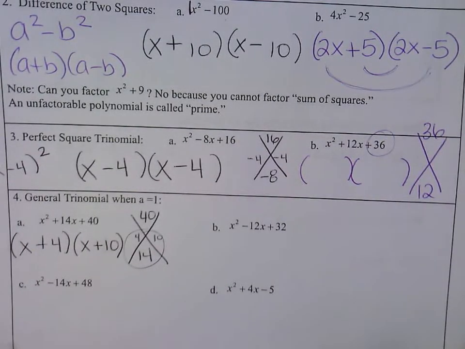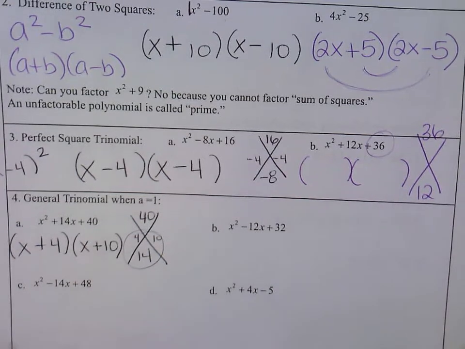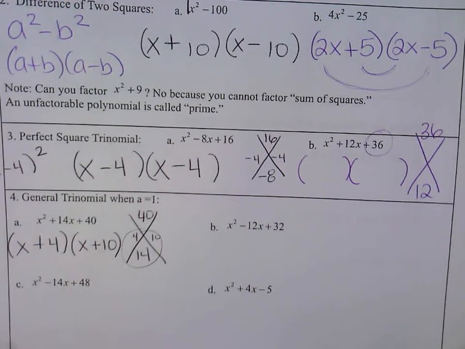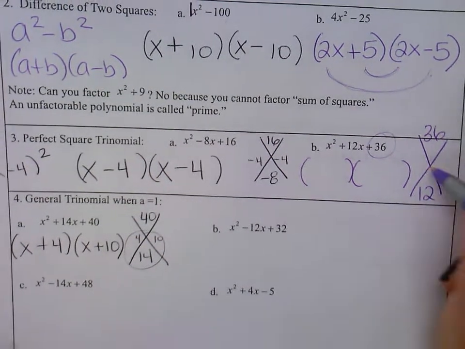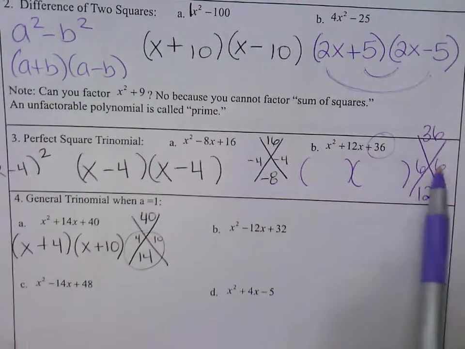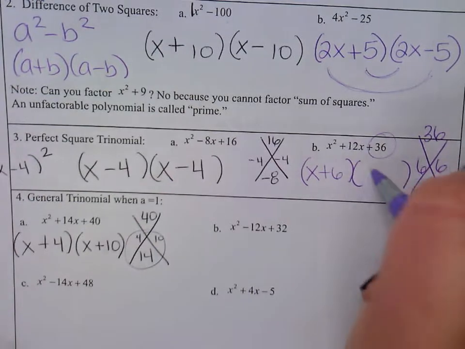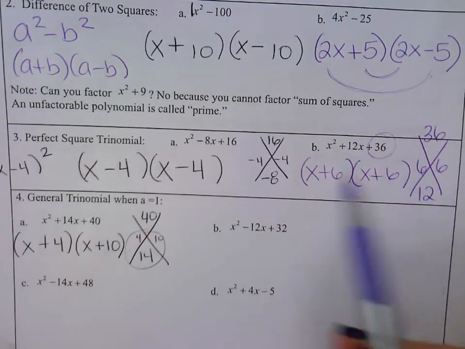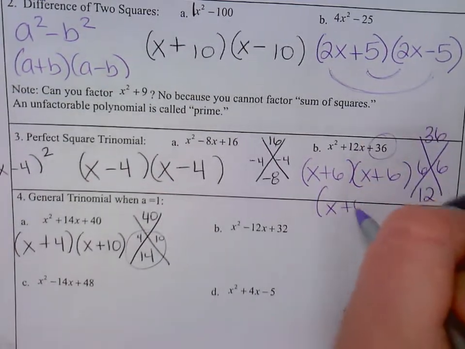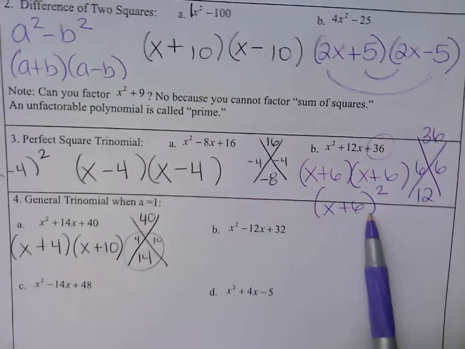So what are the factors of 36? So 1 and 36. 6 and 6 are the ones you want. And this is actually in a perfect square trinomial box. So that's why x plus 6, x plus 6 comes out the same, because I can actually write it as a perfect square, x plus 6 squared.